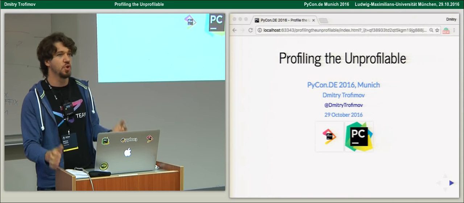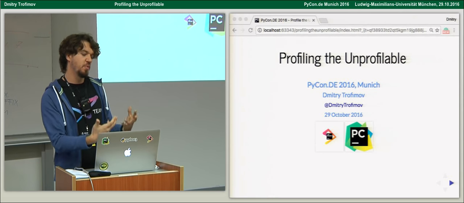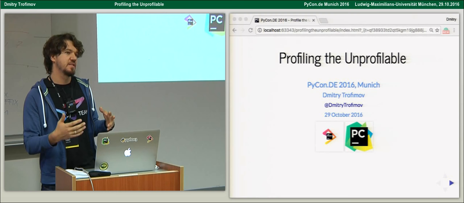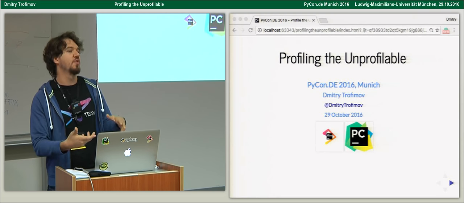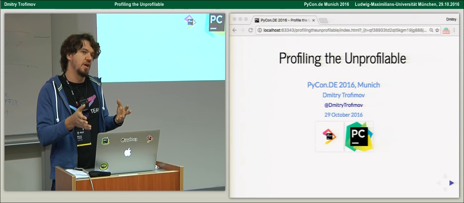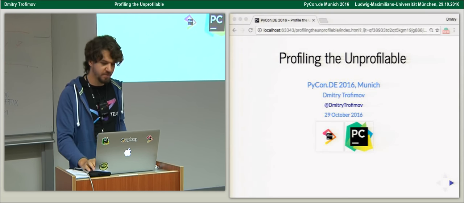And why is it profiling the unprofilable? In this talk, I want to show you how to approach a difficult problem, which seems to be unprofilable at the first place, but still we'll find a solution for how to profile it, and then I'll show the logic behind how to optimize things in Python.